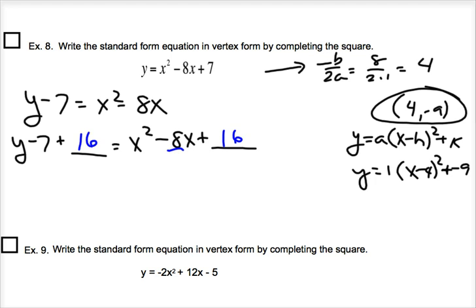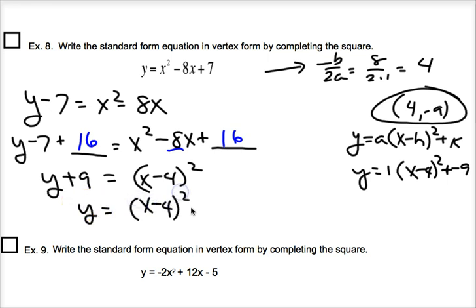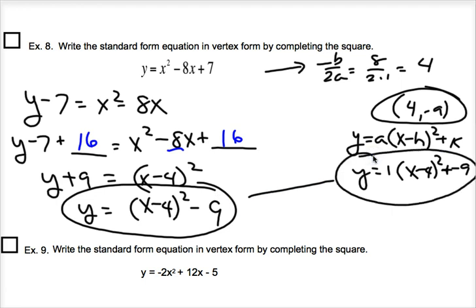Simplify the right-hand side. Y plus 9. Factor the right-hand side. That'd be x minus 4 squared. And then isolate the y. How do you isolate the y? Minus the 9 over. And you'll notice that we got the same exact answer that we got over here by finding negative b over 2a. But we're going to be practicing completing the square, so like I said, on our next test, you'll need to find vertex form by completing the square.